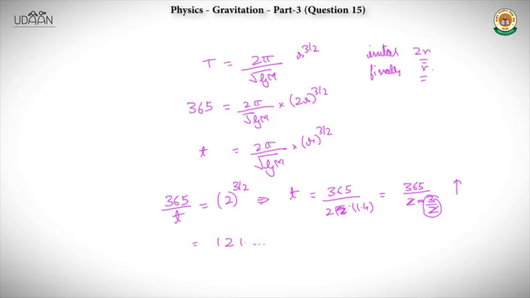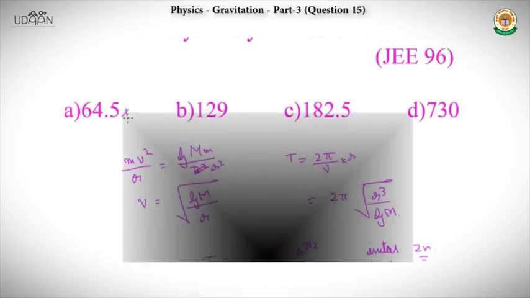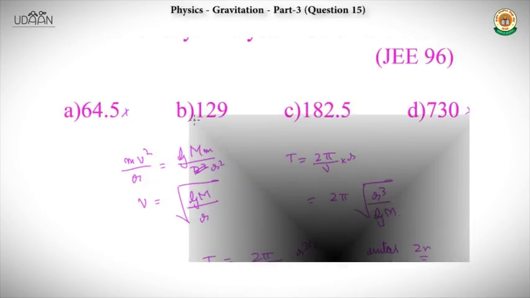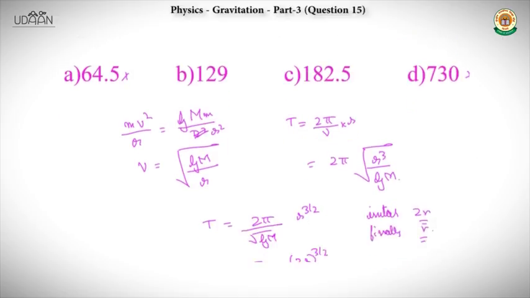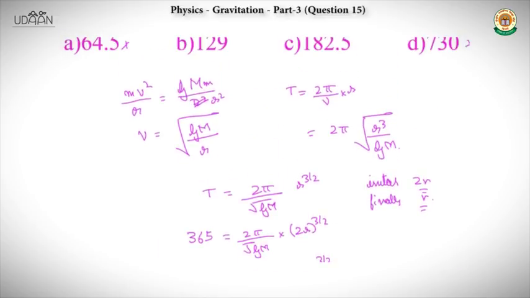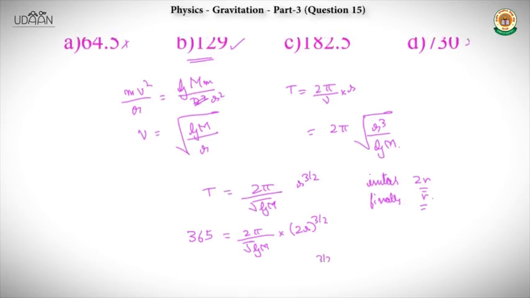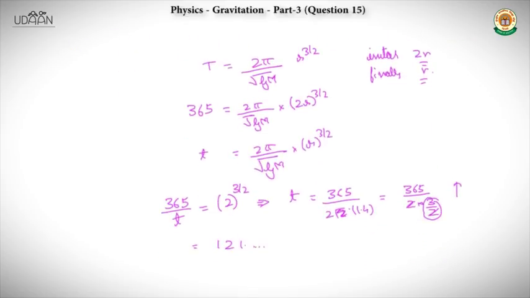Now we'll have to look at the options. 64, obviously this is the incorrect one. 730 is also incorrect, so it is between this and this. So what did we figure out? That the whole value has to be greater than the value that we get. So we are getting 121, but the closest answer is 129. So this is the correct option. So again, approximations play a very important role. Okay, that makes sense. We'll move on to the next question now.